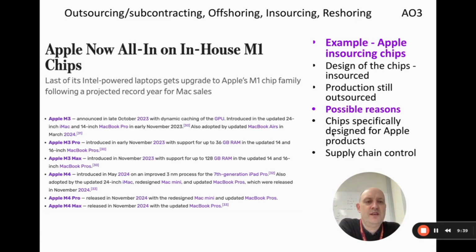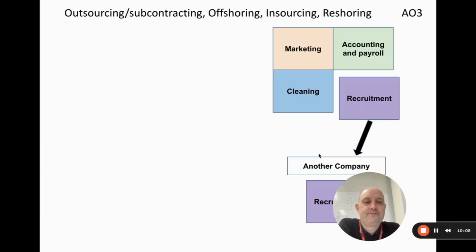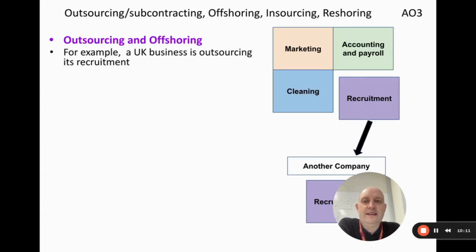So some possible reasons that Apple have done that. Well, one is now that they can design their chips specifically for Apple products. So previously, when they were using Intel chips, the Intel chips would have been a generic thing that could go into potentially any piece of hardware. But now Apple can design their chips in order to be specifically designed for the Macs, the iPhones, etc. Additionally, they can have control over the supply chain as well. So if they're actually directly outsourcing rather than buying their chips from Intel, then they can control the supply chain and make sure they've got access to their chips.